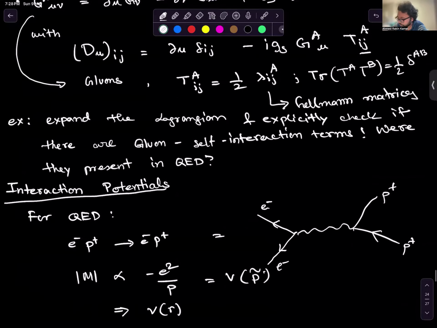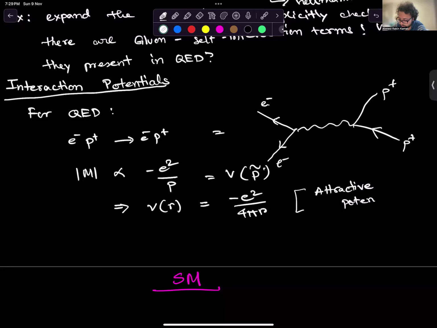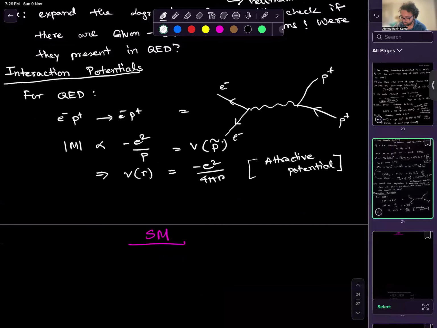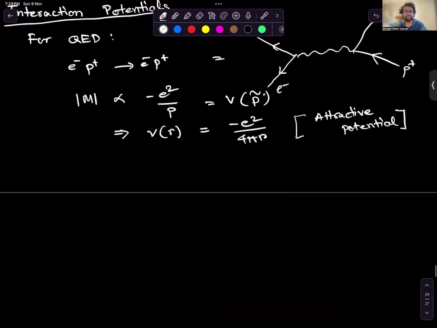So in position space, it takes a well-known expression, and we know that this is an attractive potential. This is the familiar Coulomb story. If you want, you can reproduce the Coulomb story. This is basically the Coulomb story that we have learned many, many years ago. But for QCD, things are a bit tricky and far more interesting.